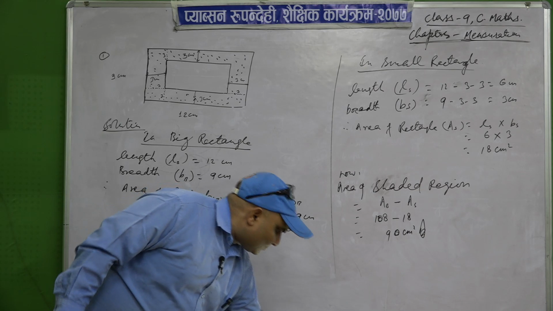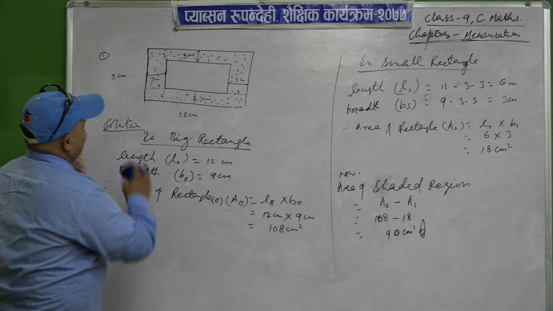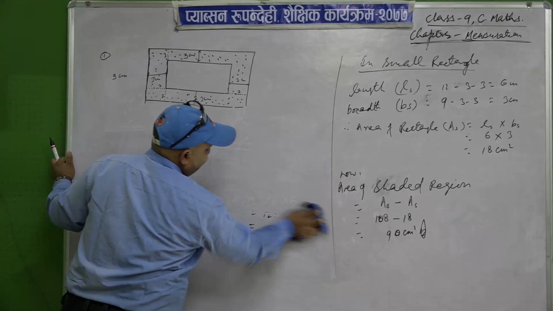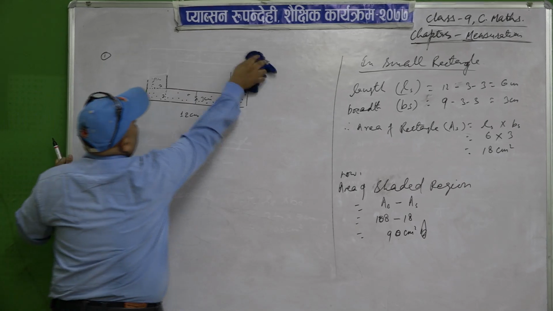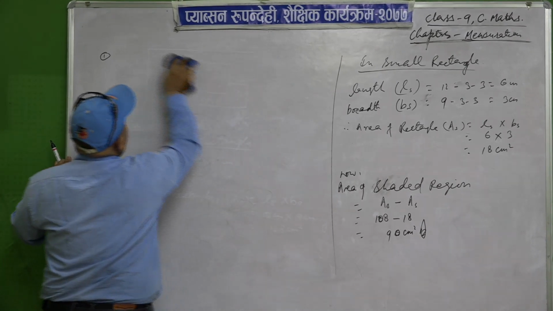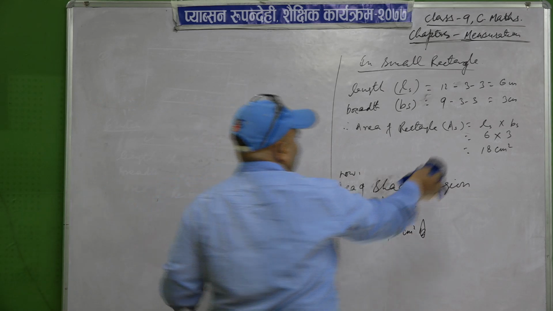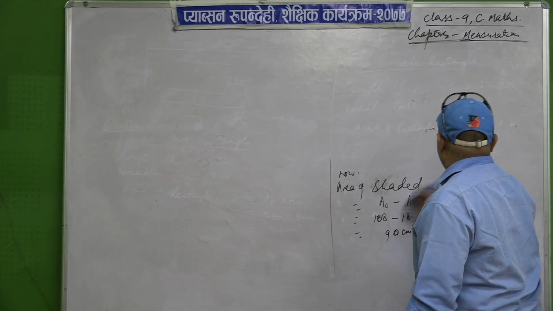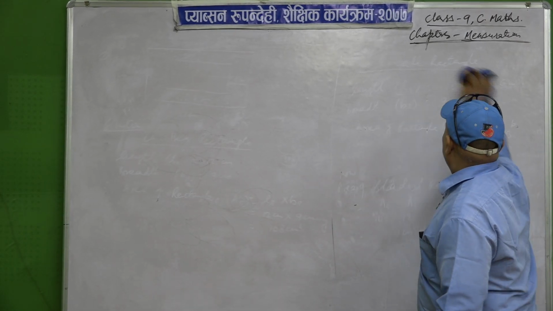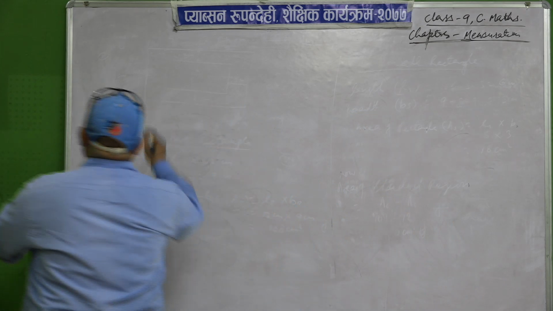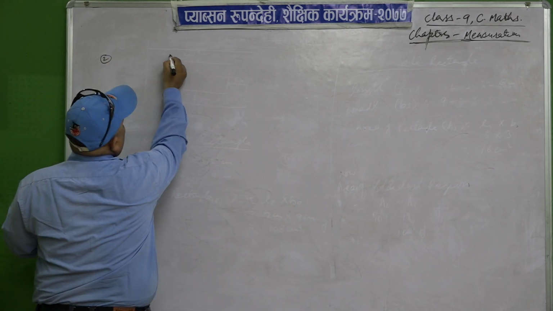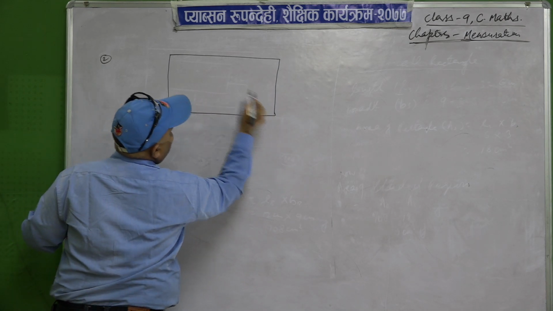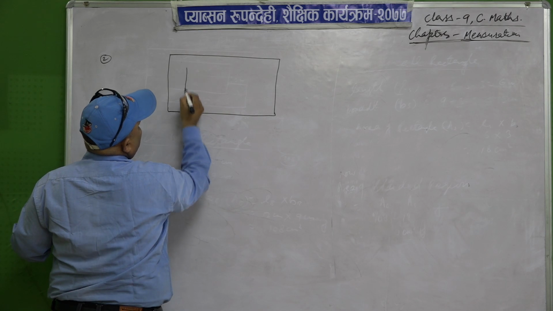Now we are going to do same kind of question, but the length and breadth of the big rectangle are not given. Now suppose second question is, figure will be same but given are different. Question number 2, same figure. Suppose here is a rectangle, another rectangle is here.